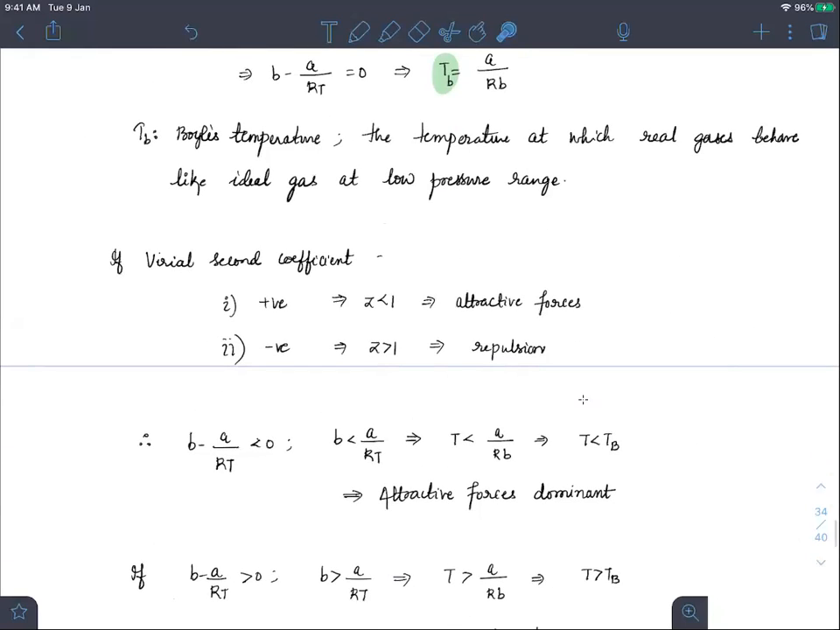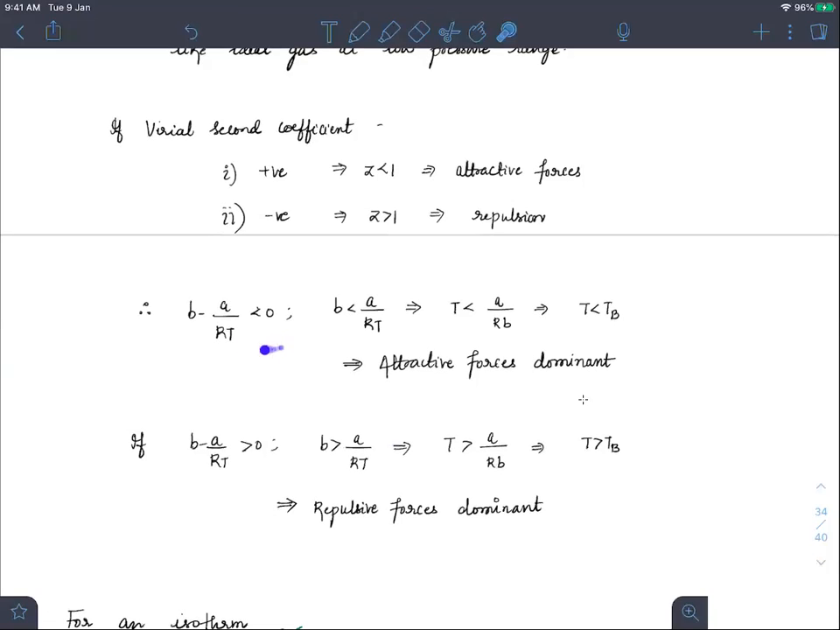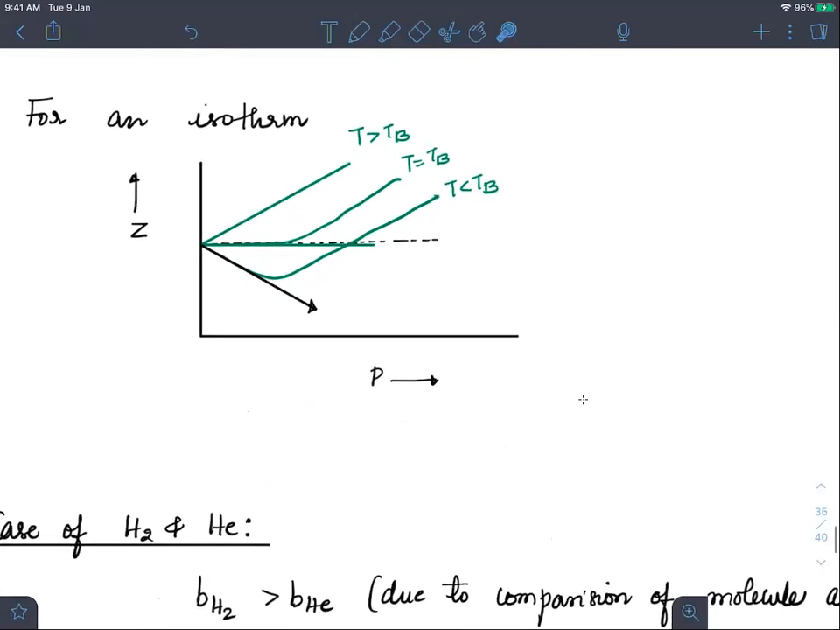So you can see then attractive forces will dominate here and repulsive forces will dominate here. Okay, so you can see B minus A by RT is less than 0. So T will be less than TB and attractive forces will dominate. If B minus A by RT is greater than 0, B is greater than A by RT, T is greater than this, which means repulsive forces will dominate. So in short, you can check out the isotherm this way. This is again asked in JEE once. How to relate these three temperatures.